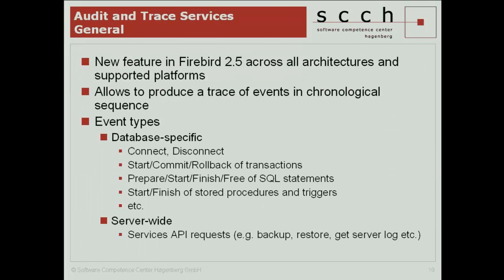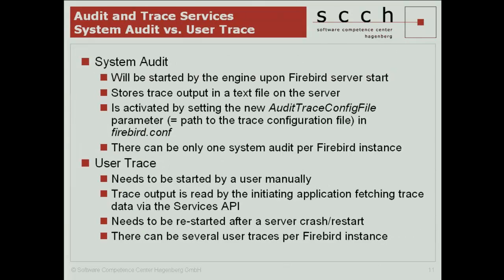The Audit and Trace Services API is a new feature. It allows you to produce a trace of events in a chronological sequence. There are different event types. There are database-specific types and server-wide types. Database-specific types are connect, disconnect, start, commit, and rollback of a transaction, prepare, start, finish, and free of SQL statements, and such. Server-wide things are usually services API requests. Let's say if you create a backup of a database with the services API, this is a server-wide event type.